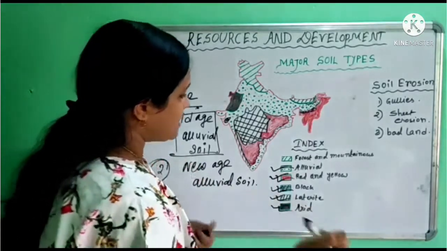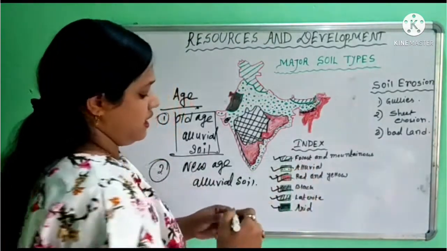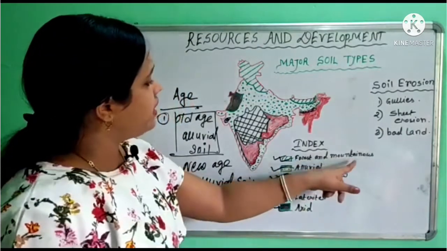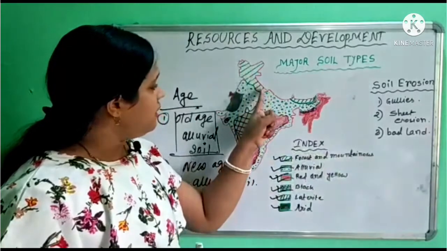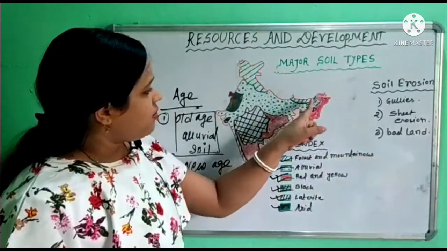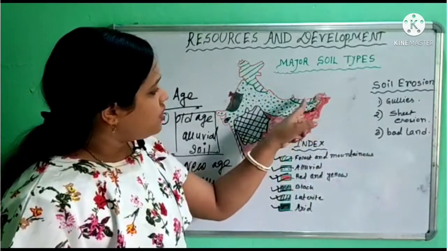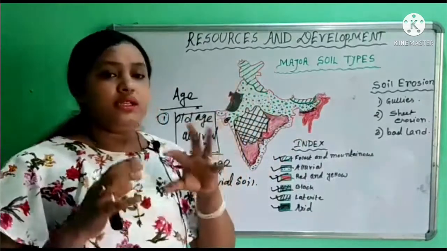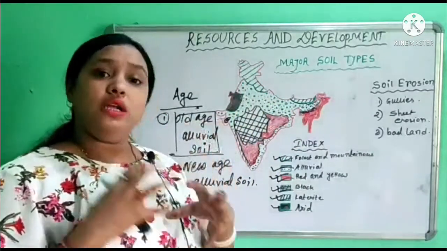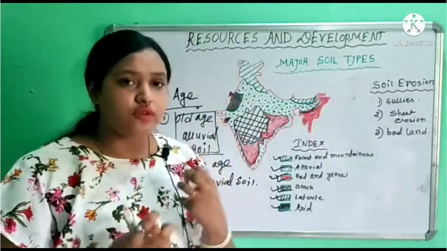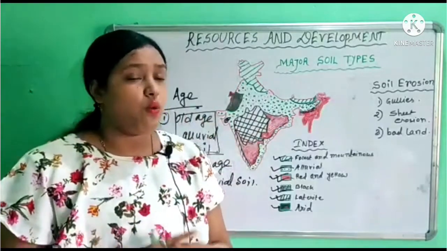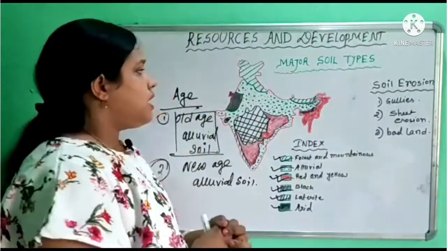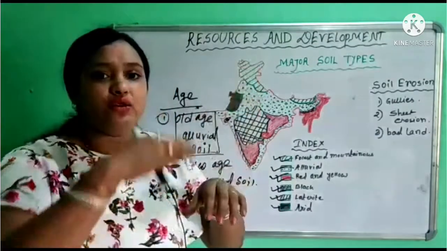Now moving to our next type, forest and mountain. Forest soil is mainly found in the Himalayan region, which I mark here in green shade, and some parts of the northeastern regions of India. The texture of the soil varies according to the mountain environment. Now what is mountain environment? Mountain environment means the height of the mountain.